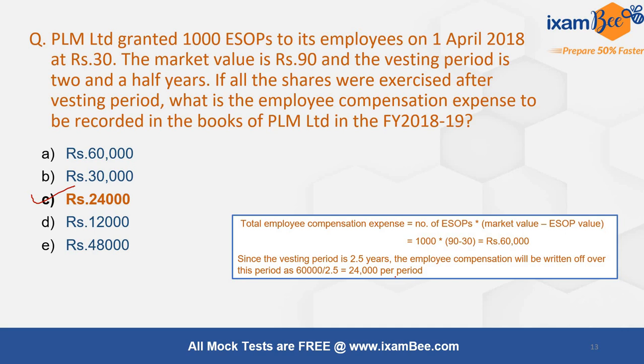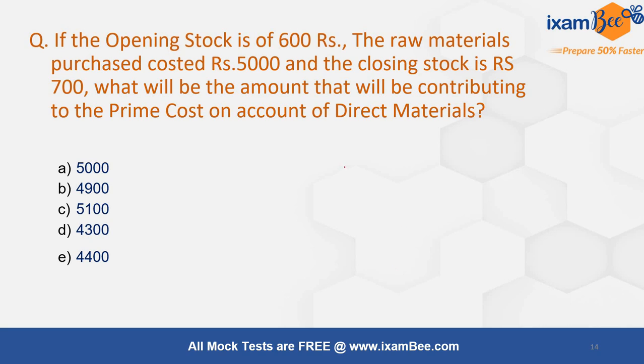Since the vesting period is 2.5 years, the employee compensation will be written off over the period as 60,000 by 2.5, which is 24,000 per year. Next question is a bit simple.